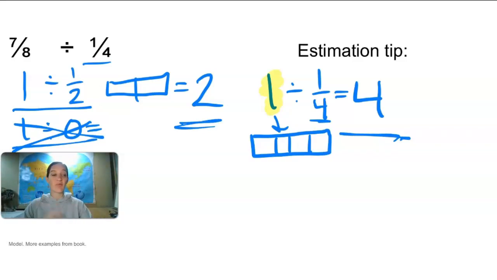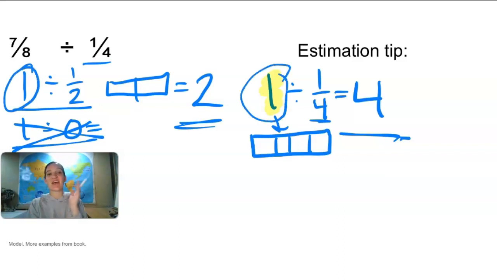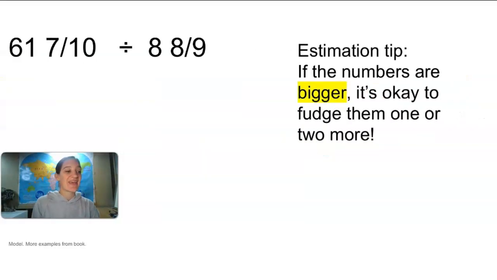If you start out with 1, then model a candy bar being cut into halves or cut into fourths or cut into whatever fraction you choose. All right, one more estimation tip. If the numbers are bigger, it's okay to fudge them 1 or 2 more. Let me show you what I mean.